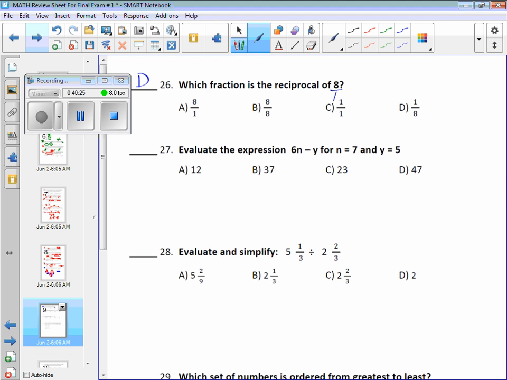I got D, and because I got it wrong, I'll fix it later. What I found with 26 is a lot of kids will put A, because they just think that they got to take the 8 and put a 1 underneath it. It's 2 steps. You got to put the 1 underneath it, and then you got to flip it upside down.